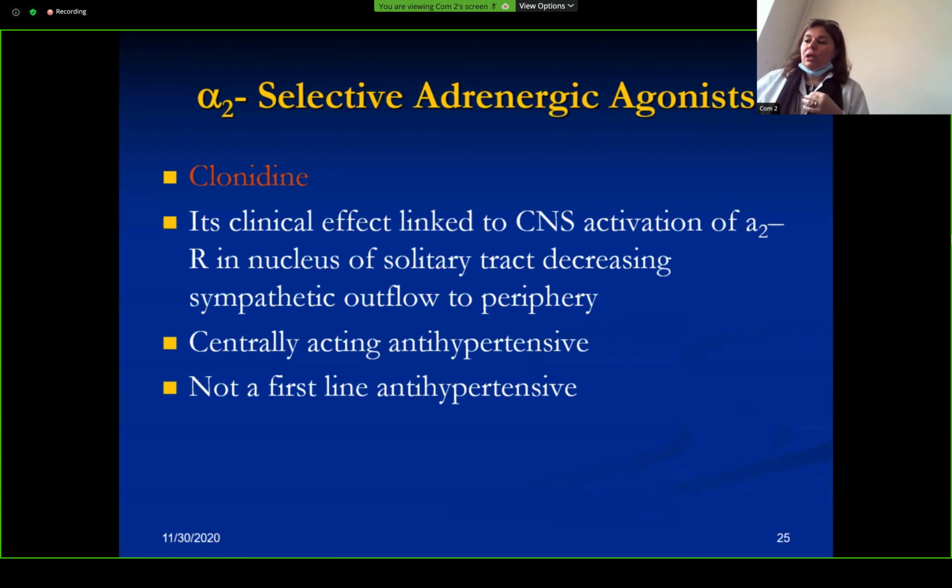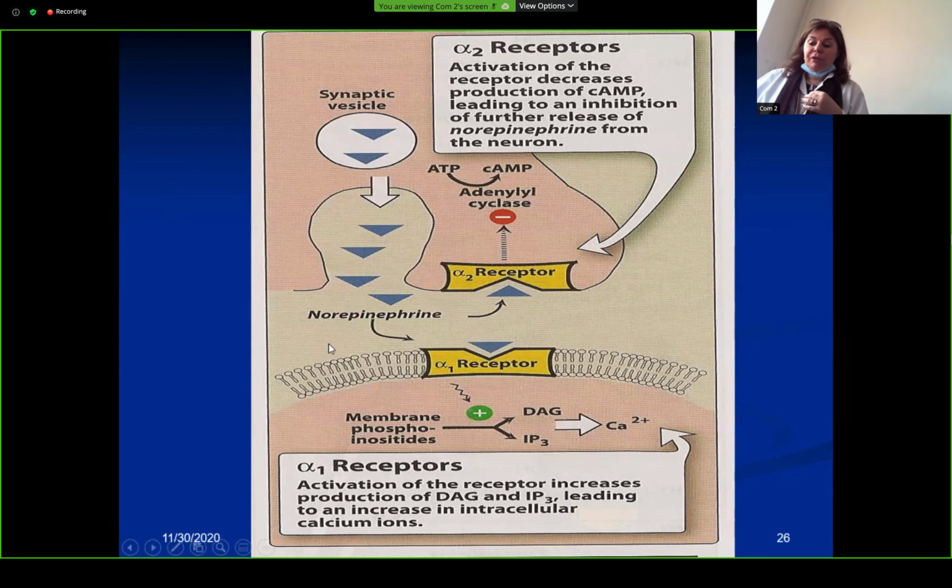Now, this is the alpha 1, remember, where the DAG and IP3 and the calcium are, and this is the alpha 2, where you have the adenylyl cyclase, to remember the mechanism of action of any medication.